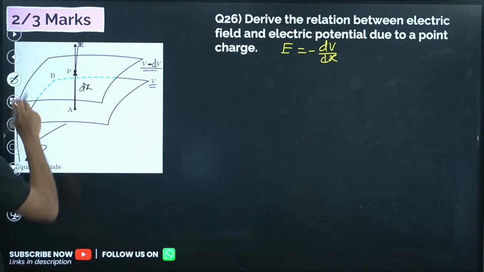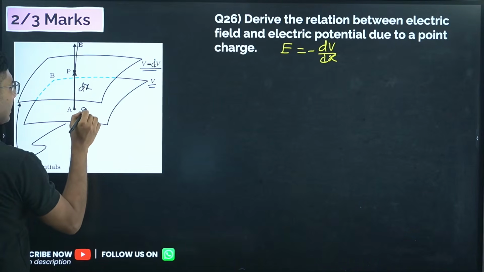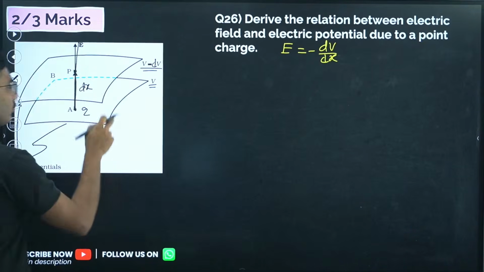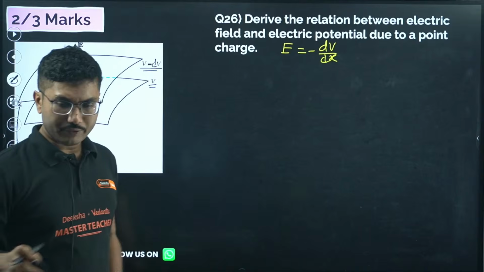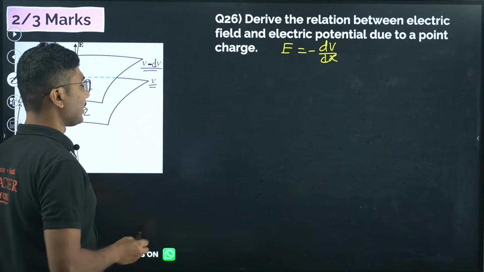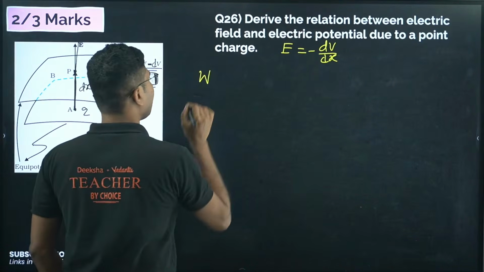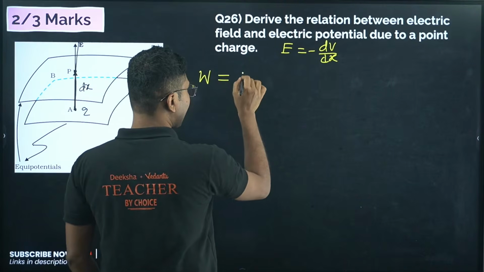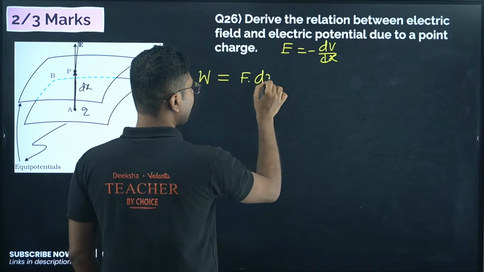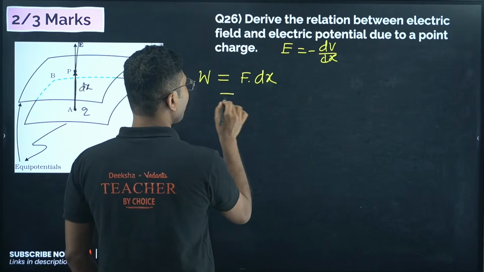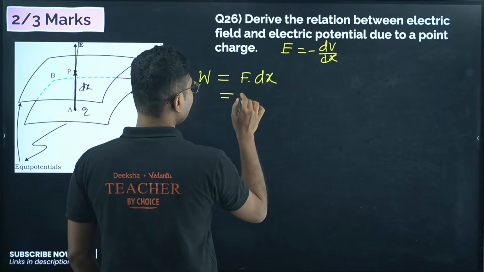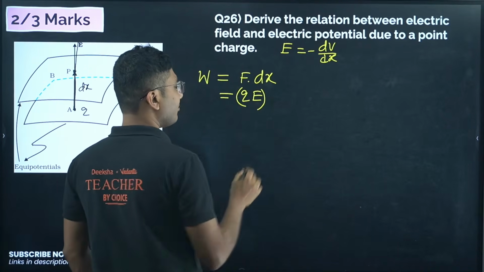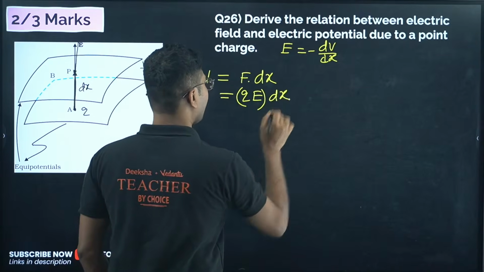Now if you take a small charge Q and try to move it from A to P, what is the work done? We will calculate the work done in 2 different ways, and then we will compare. Work done to move the charge from A to P is given by the force acting on it into the displacement. The force acting on it is the charge times the electric field, and that times dx is the work done.